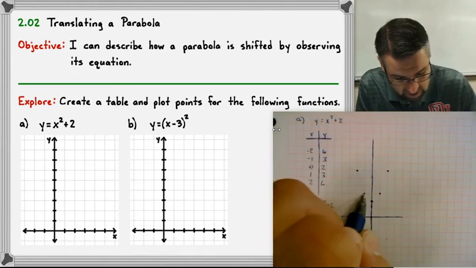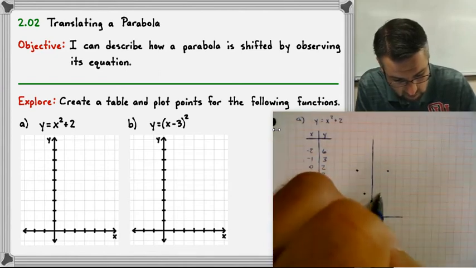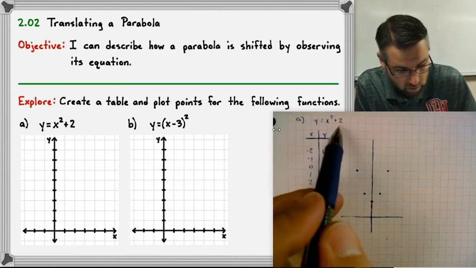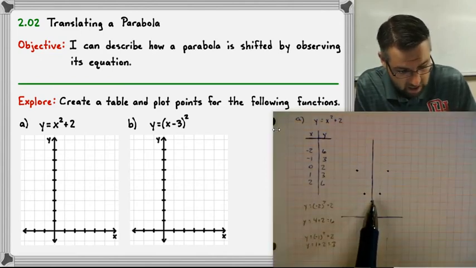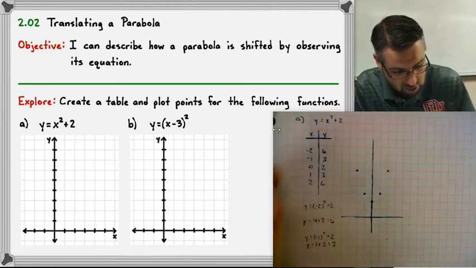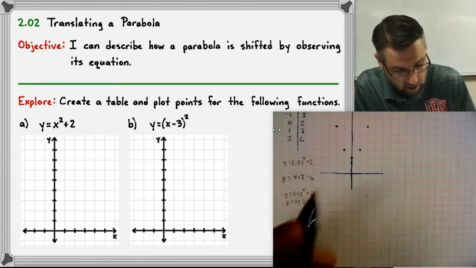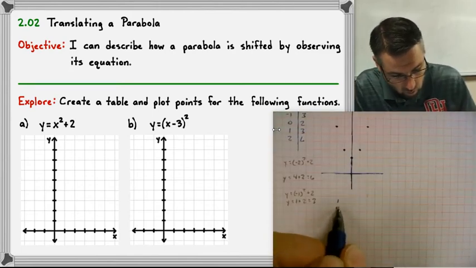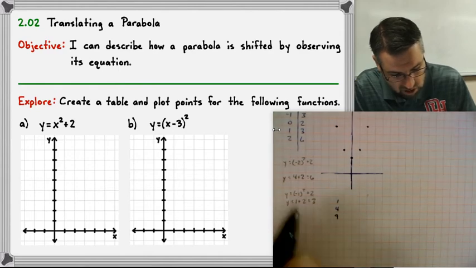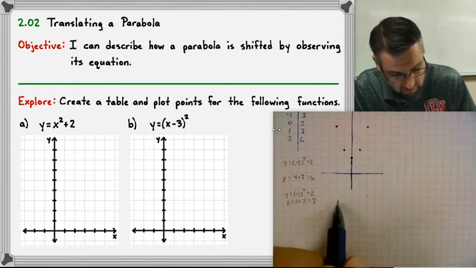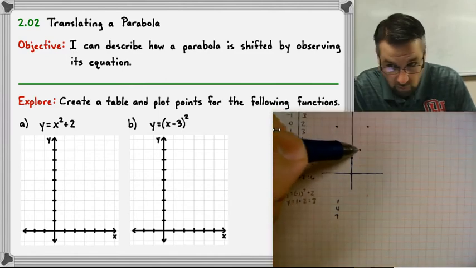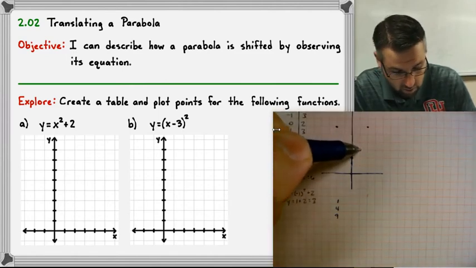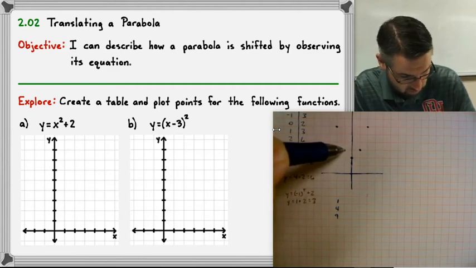But I wanted to emphasize this so that we can remember what we talked about. We start up 2 because of that plus 2 there, and then we follow our slope pattern. Remember, our slope pattern is 1, 4, 9, which means from the vertex, the first movement is going to be up 1 over 1. And there's our point. And then we can reflect that. That's where we get that point.